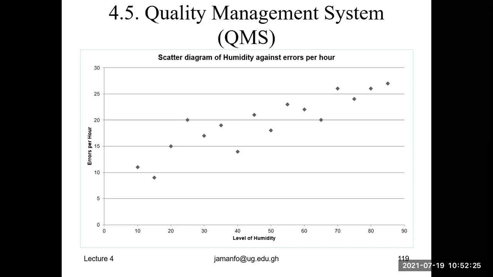What does that mean, if you say direct relationship? So as humidity goes up, the level of errors also increases. Excellent. As the level of humidity increases, the level of errors per hour also increases.